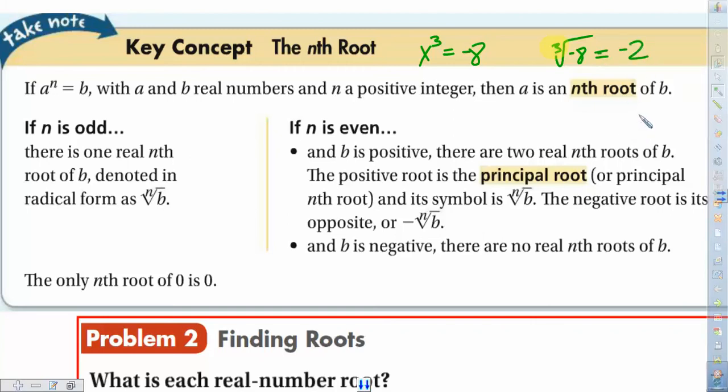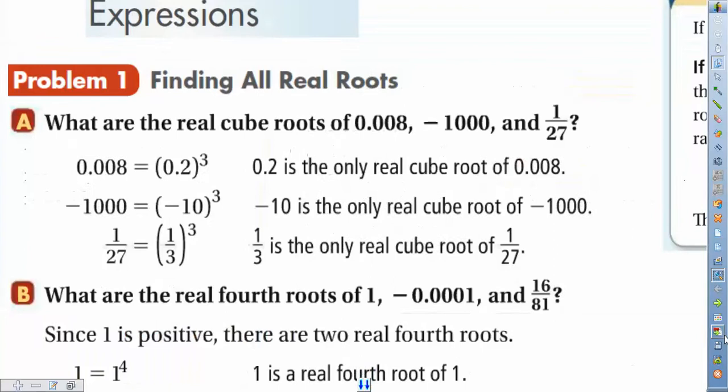Okay, so what problem number 1 focuses on is just that one fact, listing all of the real roots. And did you catch that? We said real roots, so guess what's not in the picture here? Yup, no i, no imaginary roots here. The only roots that we're going to be focused on here are the real roots. So let's look at those examples. In these examples, what they're asking you to figure out is what are the real nth roots of several particular numbers.